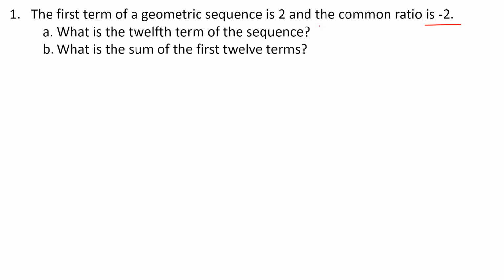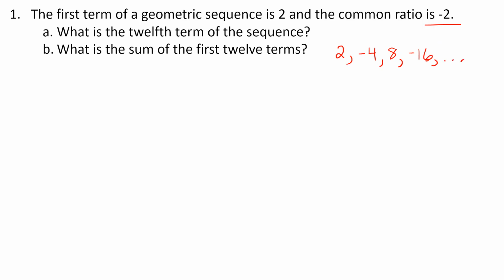So since this sequence starts with 2, and the common ratio is -2, that means you would multiply by -2 every time. So 2 times -2 is -4. -4 times -2 is 8. 8 times -2 is -16, and so on.